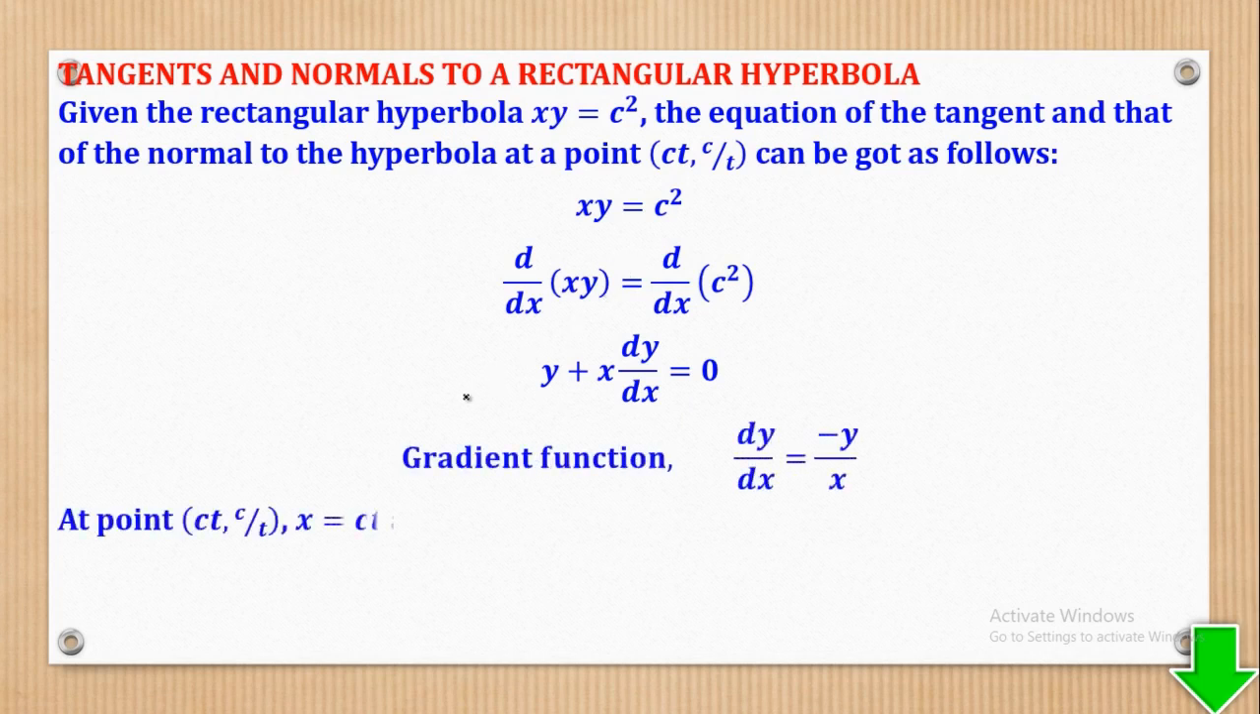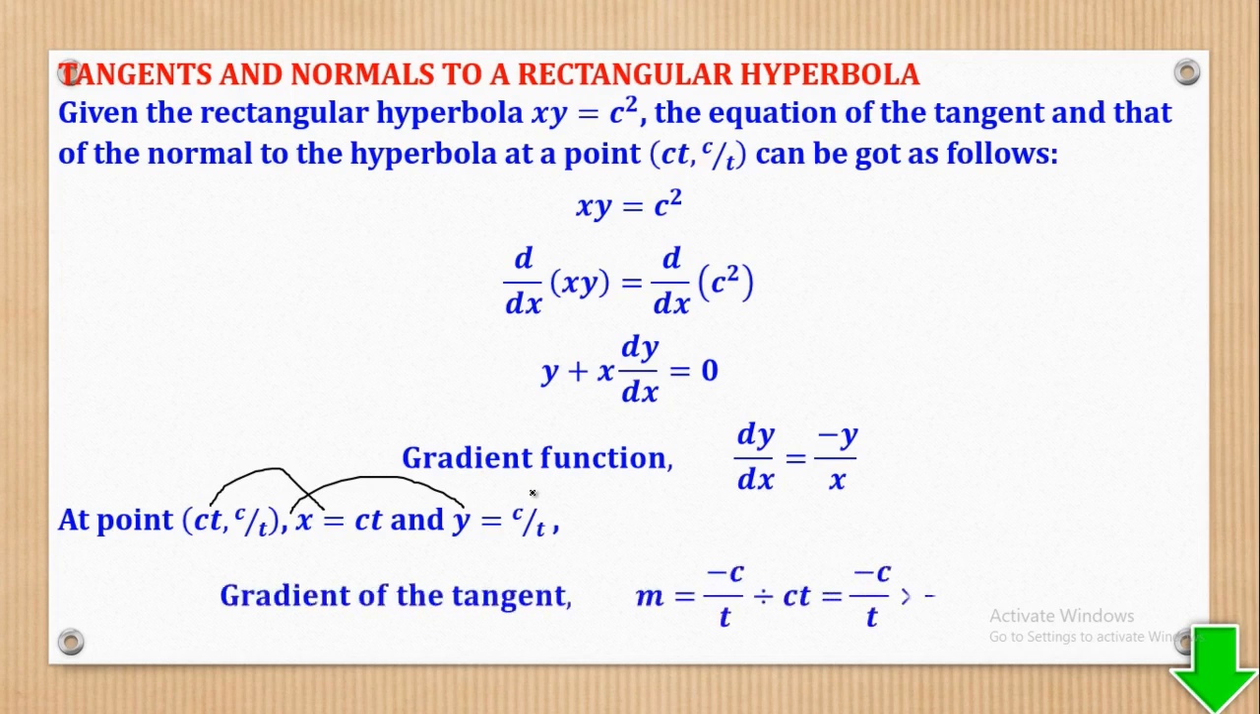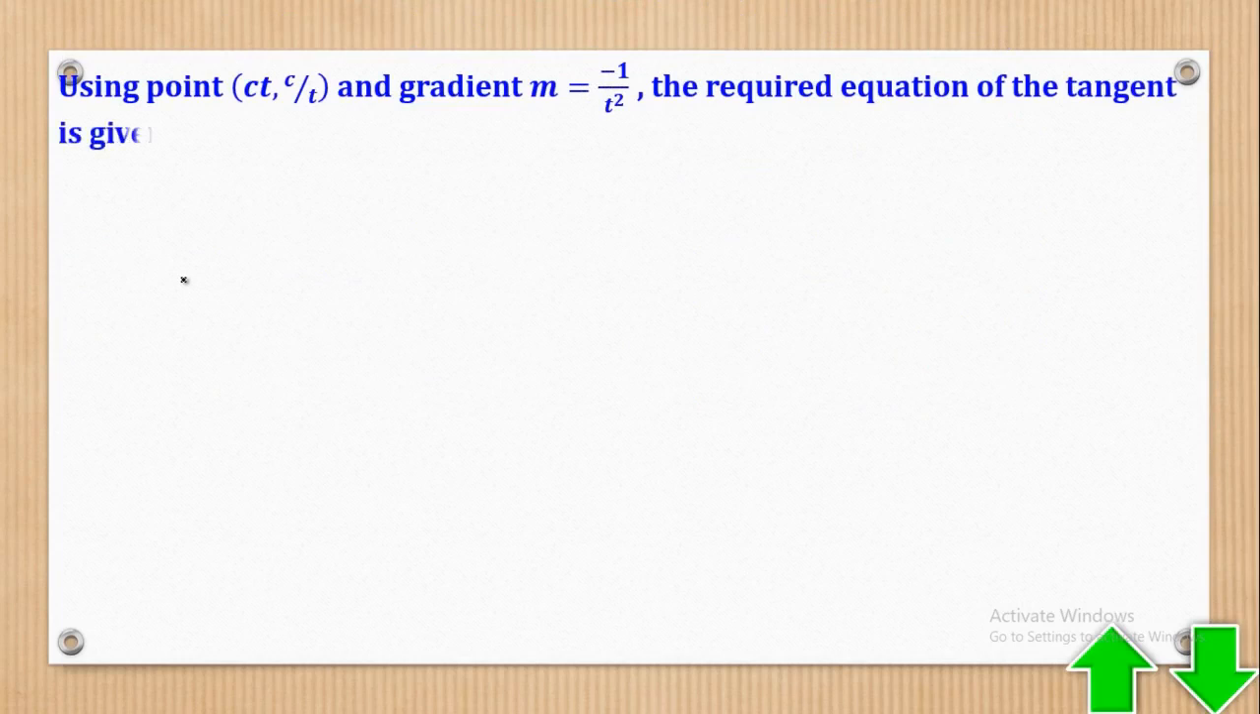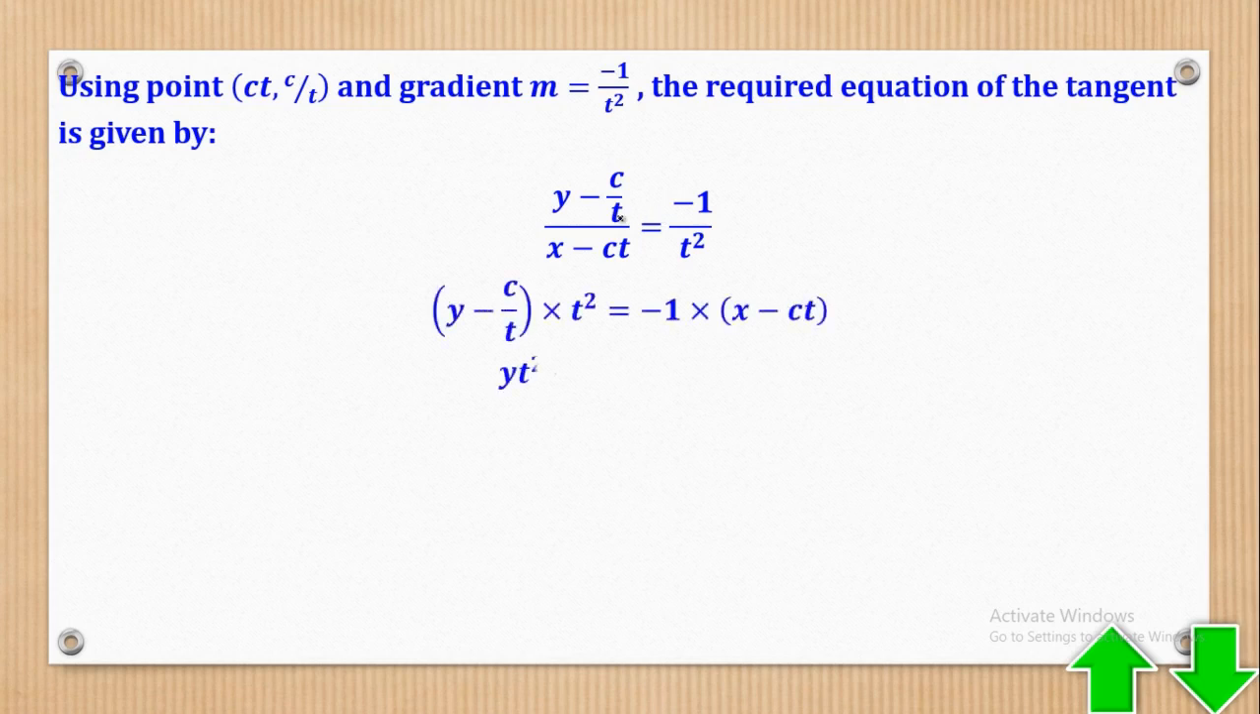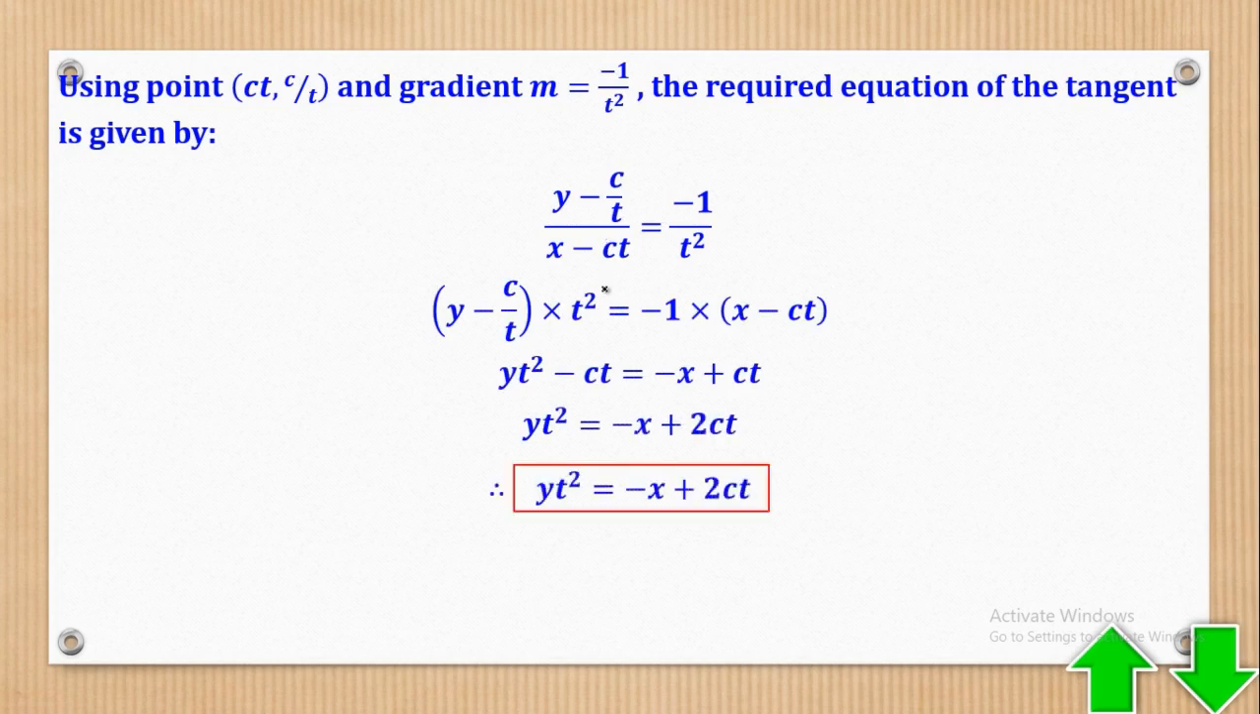And then I'll remember that at this point x is this and y is that. Therefore, substituting for x and y gives you the gradient of the tangent, which is -1 over t squared. So now we have the general point and also the gradient of the tangent. Therefore, you can easily get the equation of the tangent. So change in y over change in x will be equal to the gradient, cross multiply to give you that, open brackets to give you that, then rearrange, and that will be the equation of the tangent.